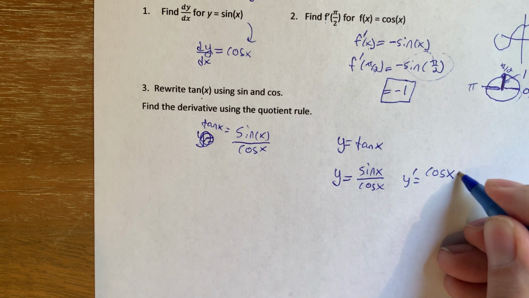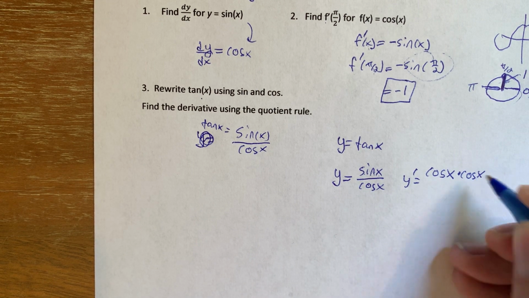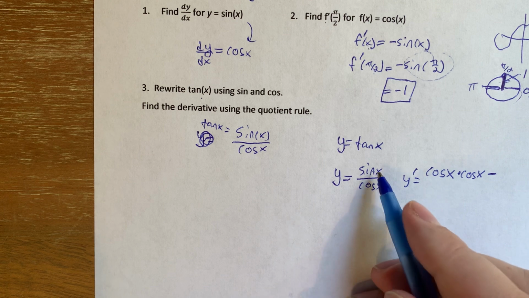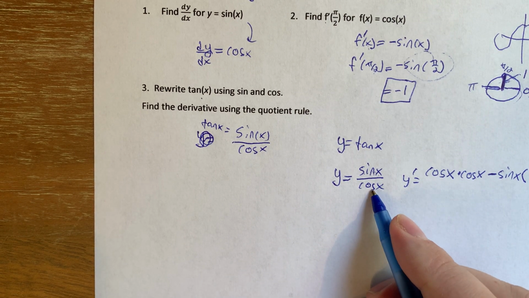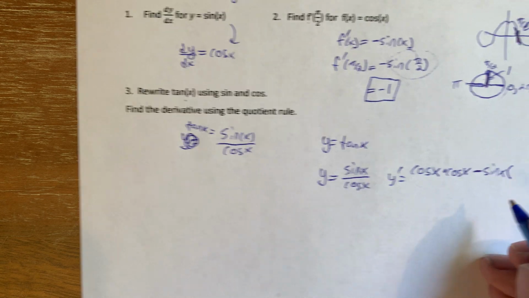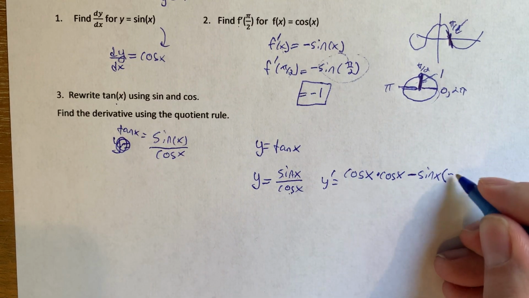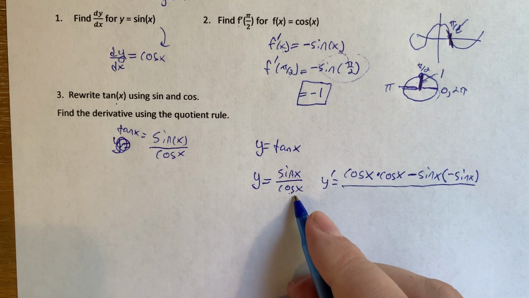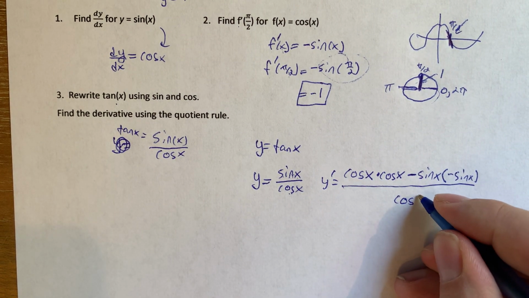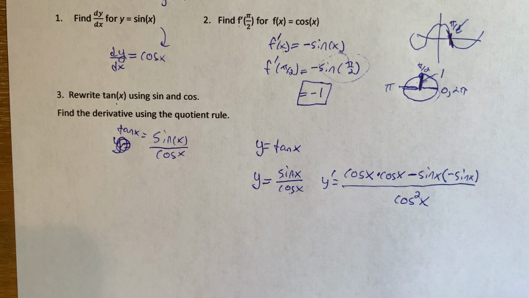The derivative of the top times the bottom minus, we leave the top alone and multiply it times the derivative of the bottom. And the derivative of the bottom in this case is the derivative of cosine, which is negative sine of x, over the bottom squared. So cosine squared of x is how we usually write that.